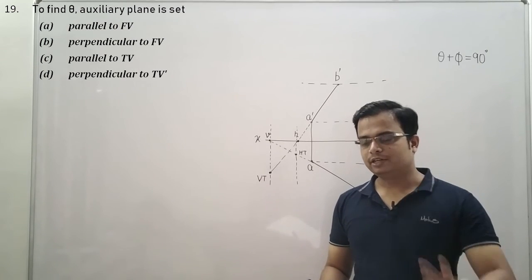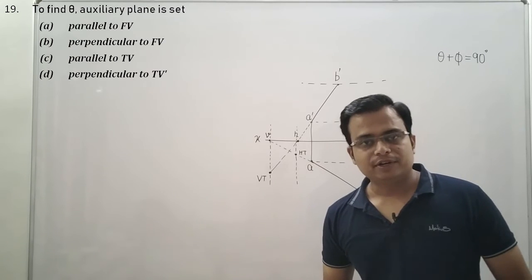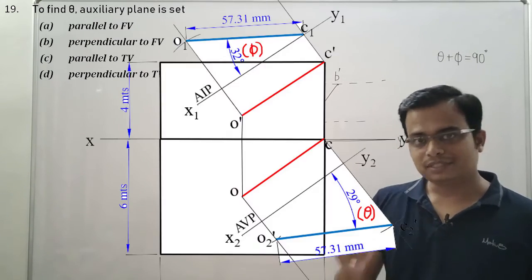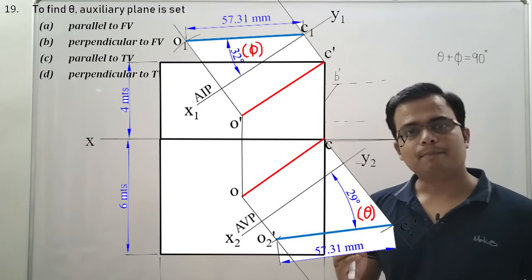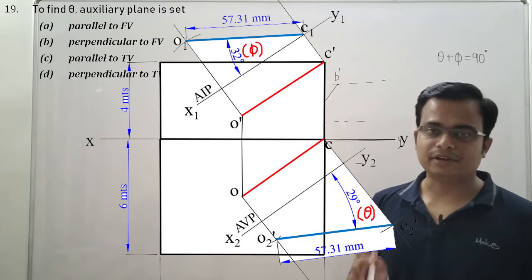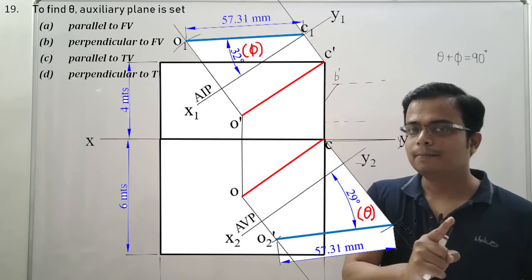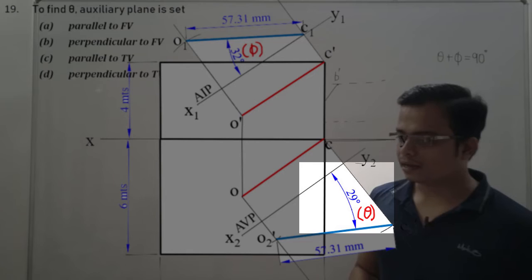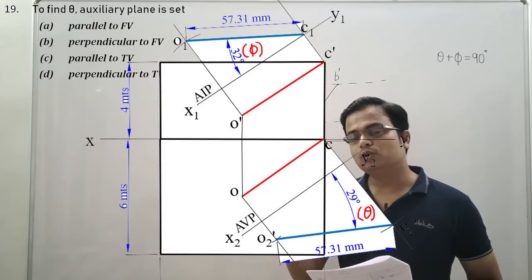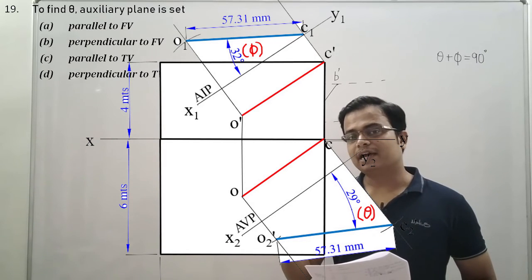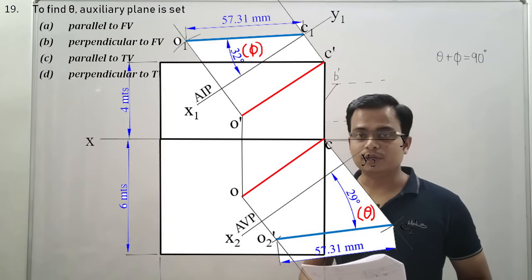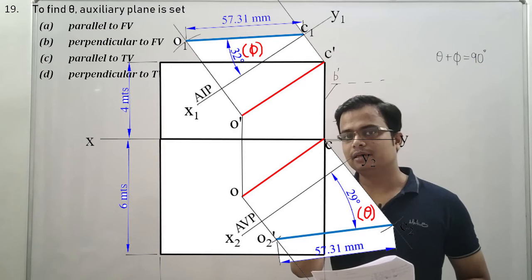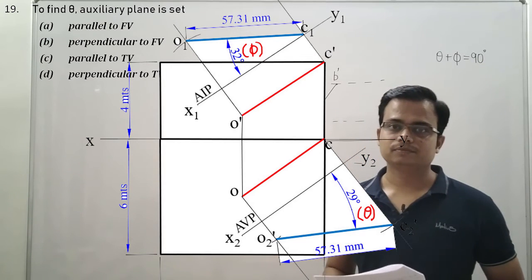Okay, two things that I need to tell you. Whenever you want to find the true length by the auxiliary plane method, you set the auxiliary plane parallel to the top view. When you do so, you will have the true length making an angle theta. In the same manner, if you want to find the true length making an angle phi with the VP, what do you do? You set the auxiliary plane parallel to the front view.